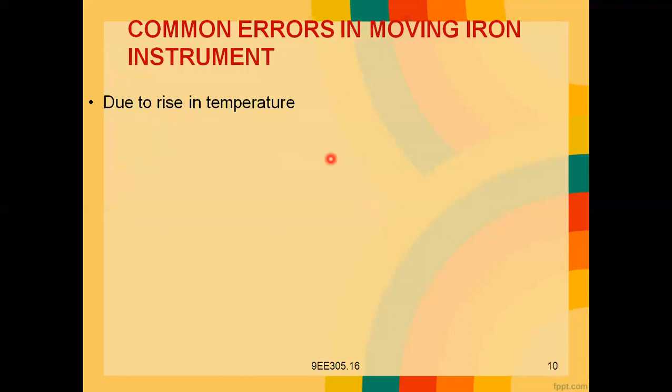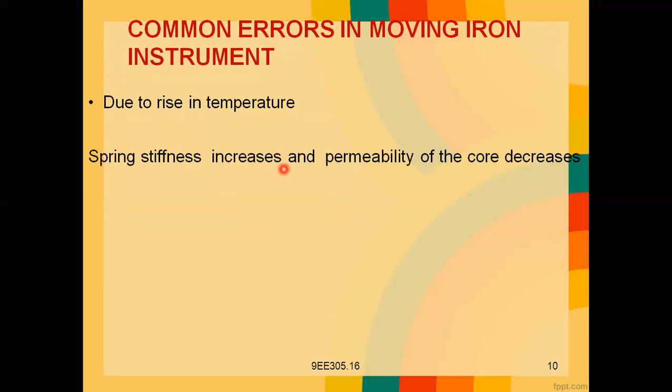That is, magnetic field of the coil changes, causing errors in the reading because of external magnetic fields. Now we'll see the other one, which is due to rise in temperature. As we have seen already, the spring stiffness increases and the permeability of the core decreases due to rise in temperature.